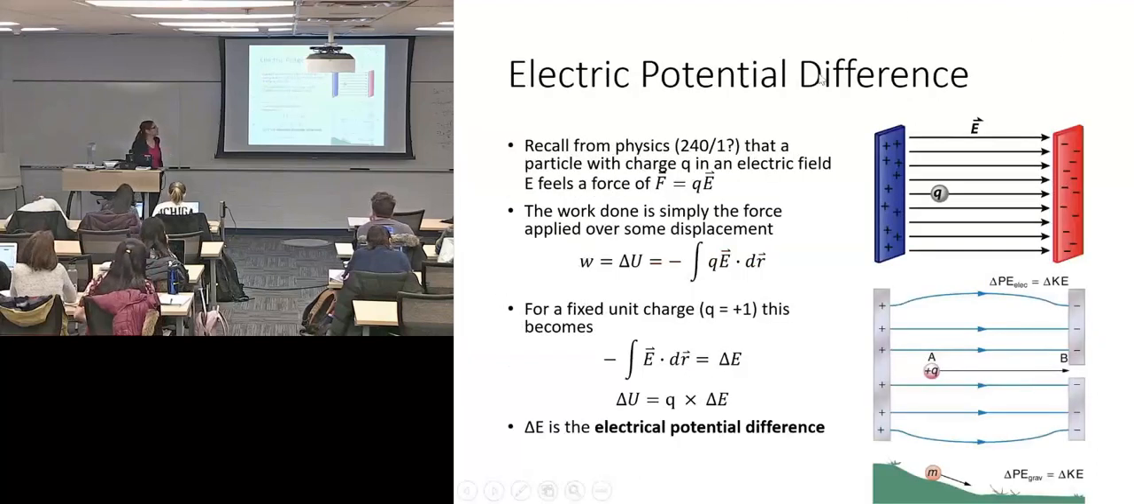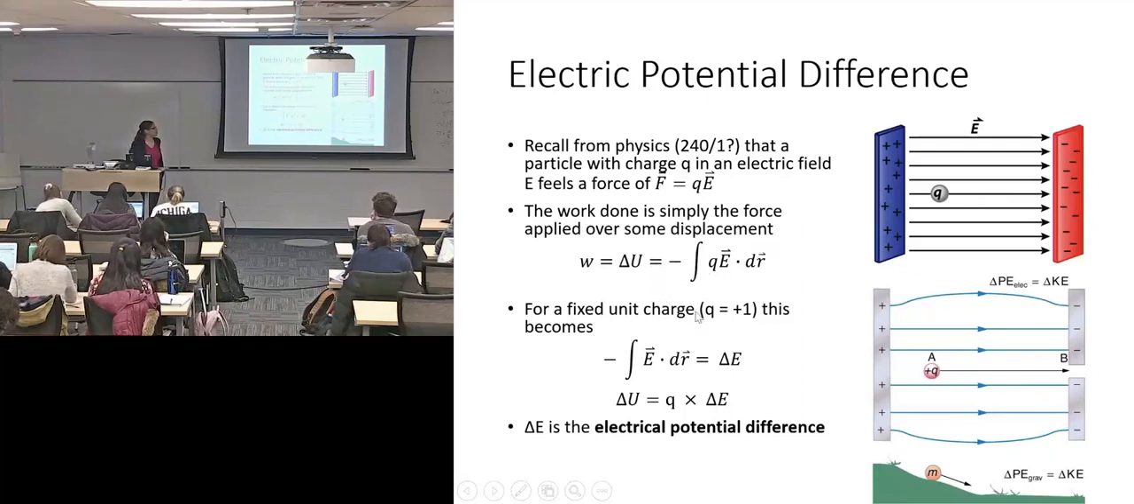So if you recall from Physics 240 and 41, which should have been electromagnetism, then a particle with charge Q in an electric field feels a force equal to Q times the strength of the field. Work done. And again, work is just given by change in internal energy now because we don't have a heat component coming into play. Work is the force applied over some displacement. This was our infinitesimal displacement.